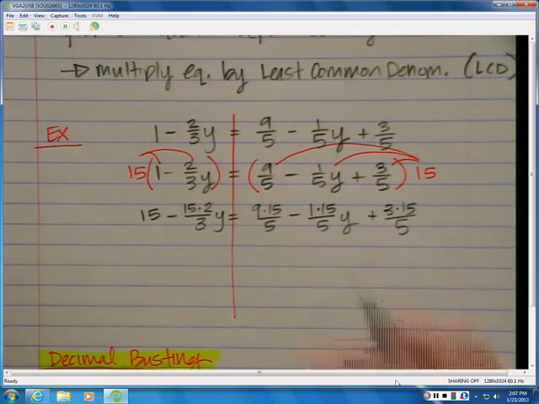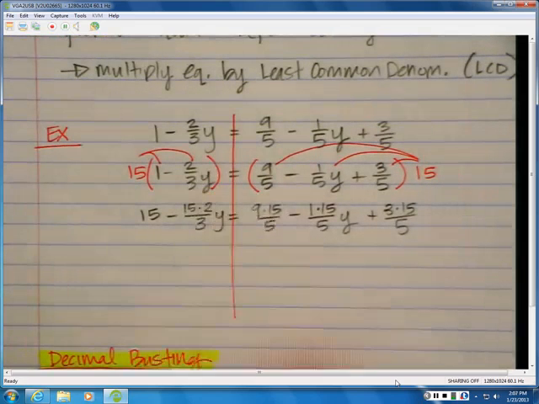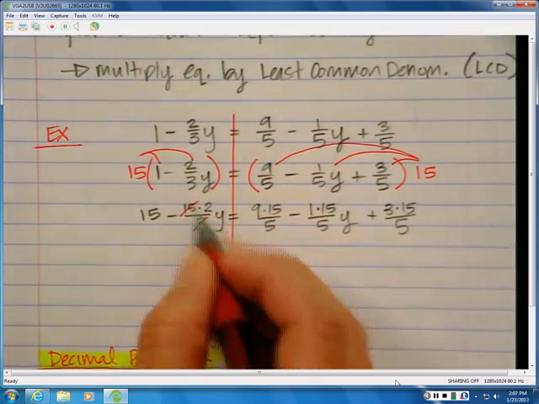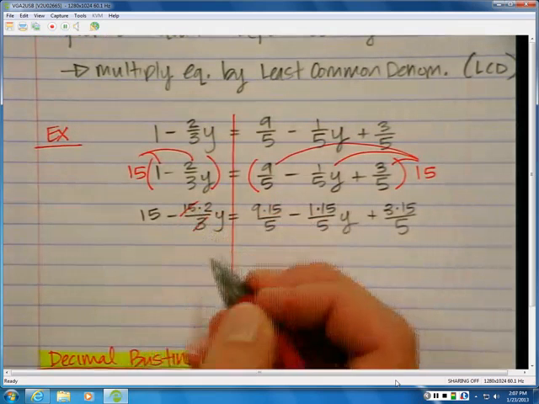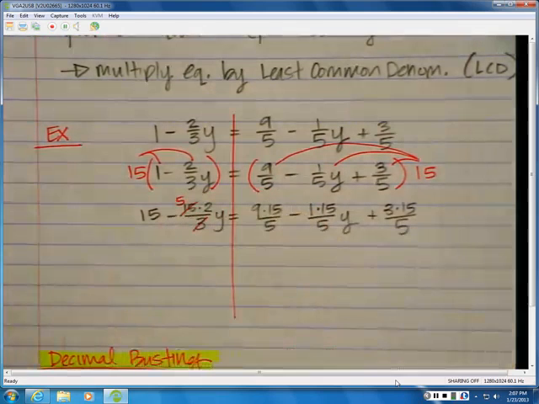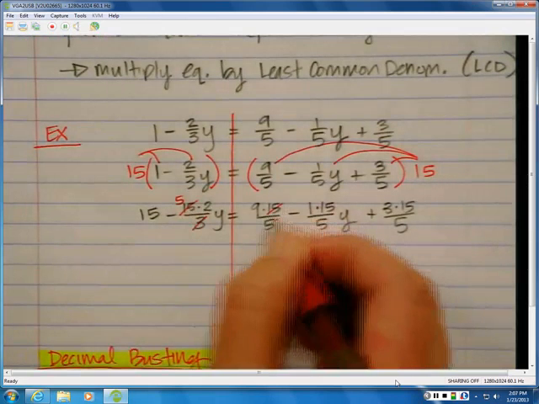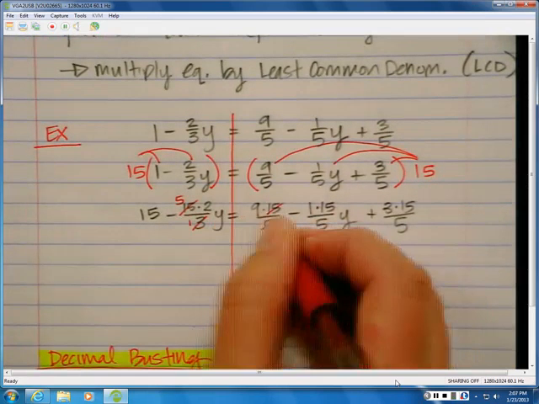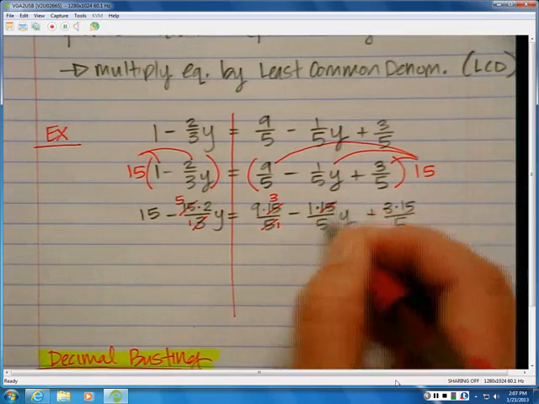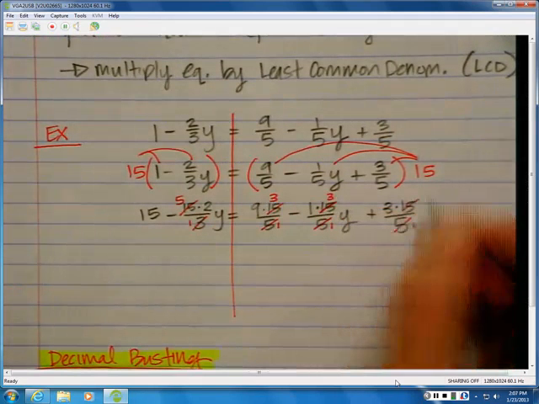Well, the nice thing that happens here is because 15 is the LCD for 3 and 5, all of these are going to reduce. I can divide 15 and 3 both by 3, and I get 1 and 5. I can divide 15 and 5 both by 5, and I get 1 and 3. 15 and 5, I can reduce that as well. I get 1 and 3. 15 and 5, I can reduce, I get 1 and 3.